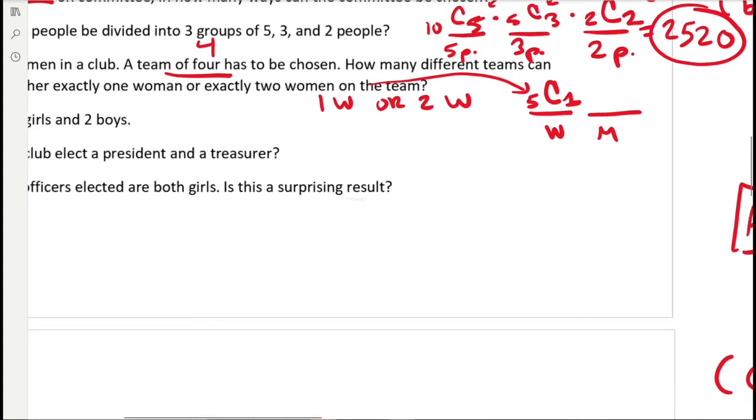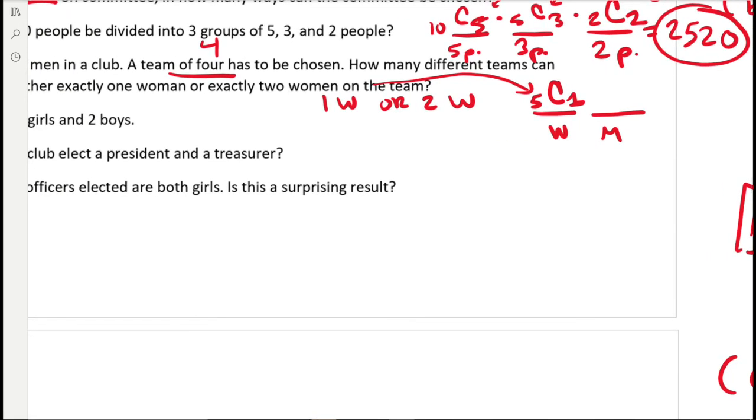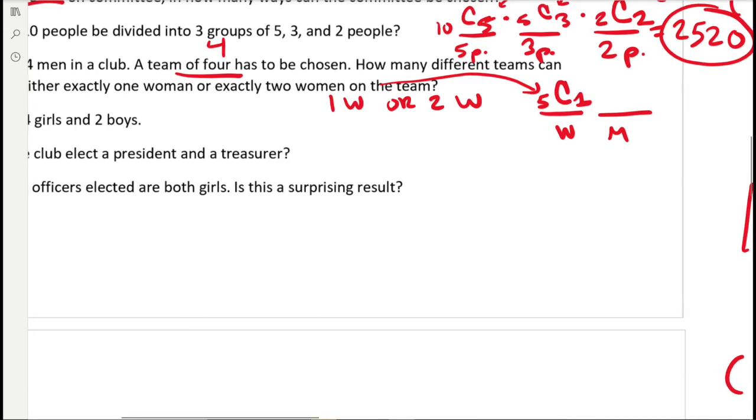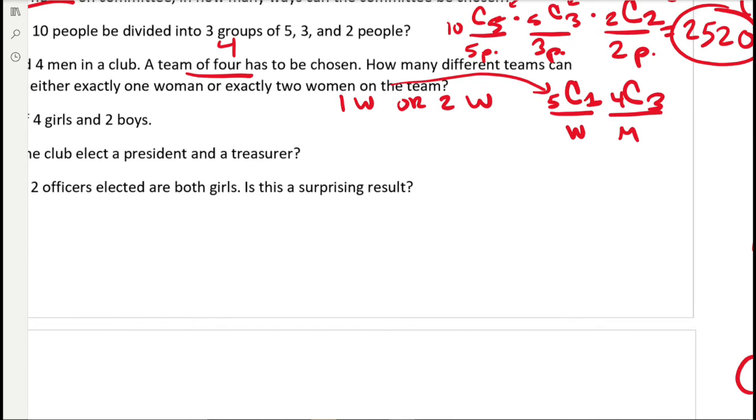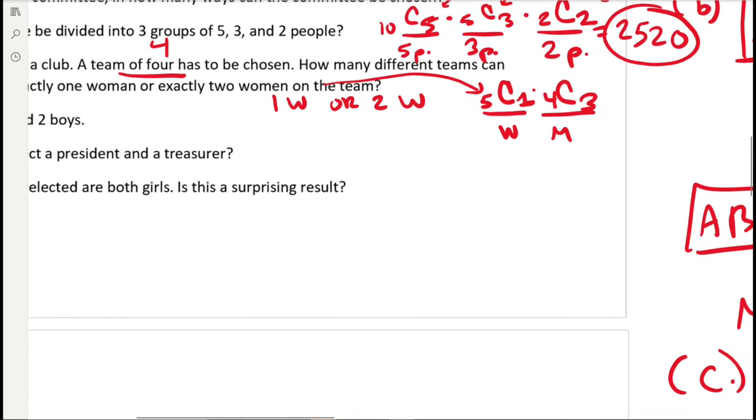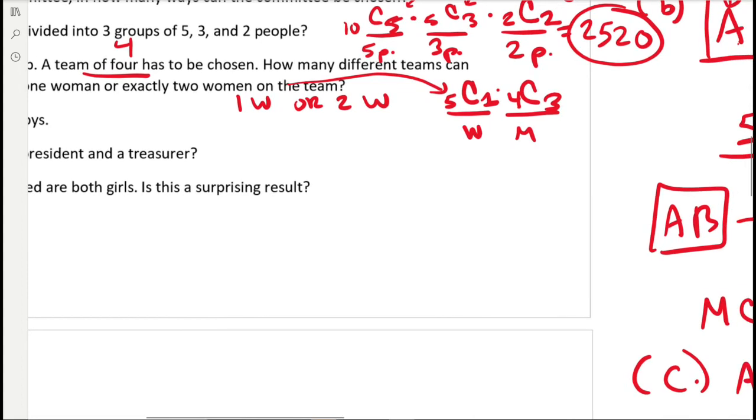And then what about the men? If we're choosing one woman, that means we're choosing 3 men, because you have a total of 4 that need to be chosen. So we're choosing three men in any order from our group of four men. Then we multiply those possibilities by the fundamental counting principle. Now this has an or, so we're going to add the possibilities for two women.